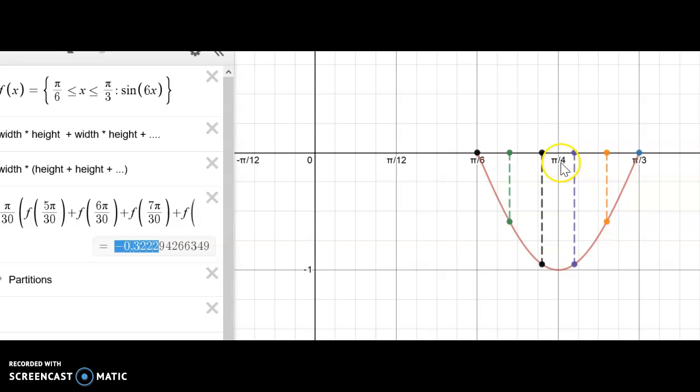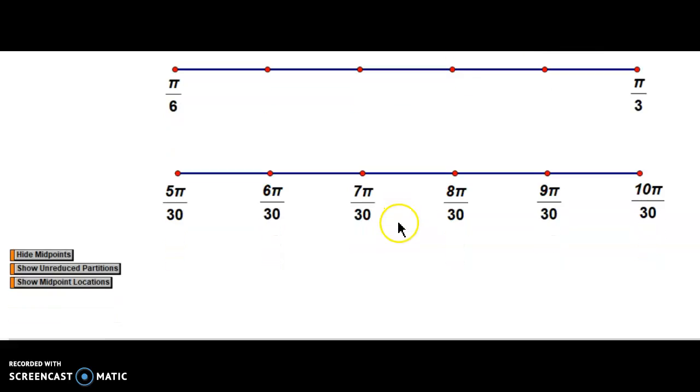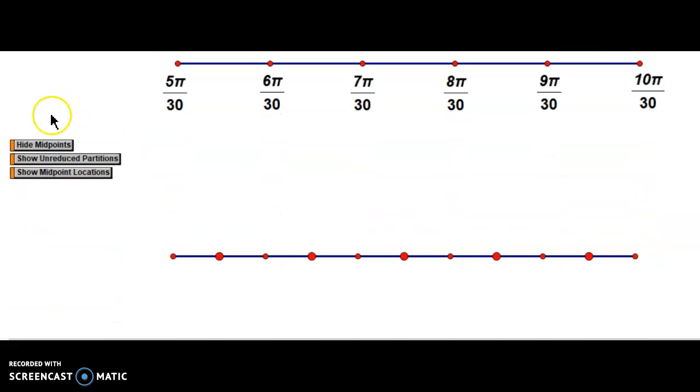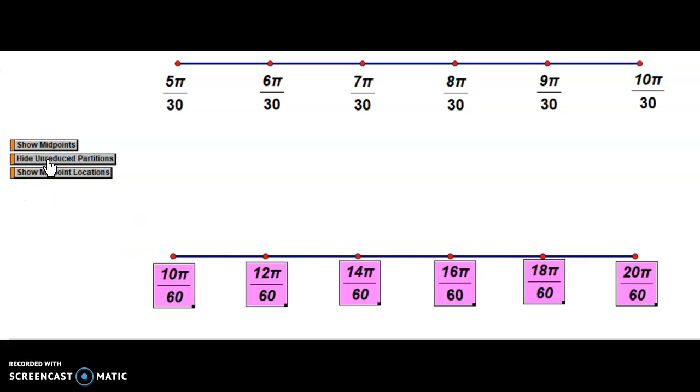You can see what the height of the next rectangle is going to be. It's going to be at pi over 4. That's right in the middle. And then whatever's in the middle here, and then whatever's in the middle here. So I'll get rectangle areas for all of these. But this is where it gets a little tricky. You've got to use, here's our normal, 5 pi over 30, 6 pi over 30, 7 pi over 30. You'll see those same things, but now I need to cut these in half.